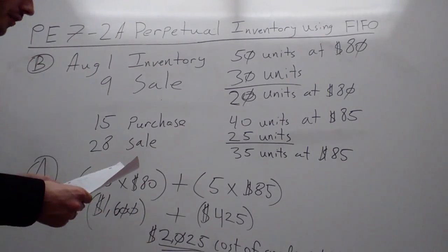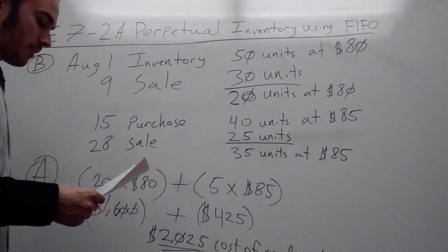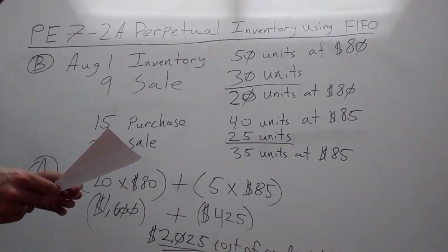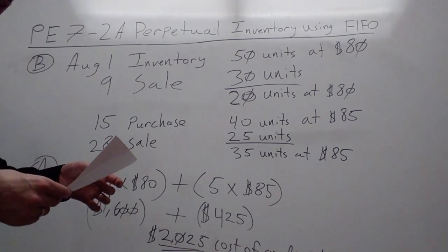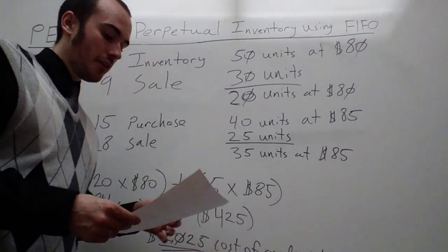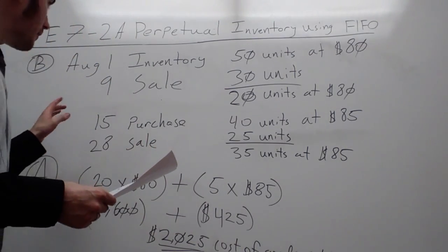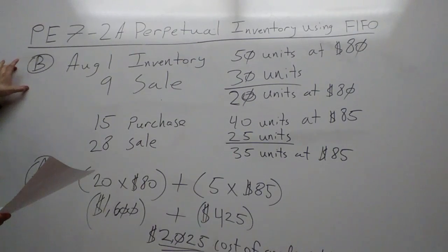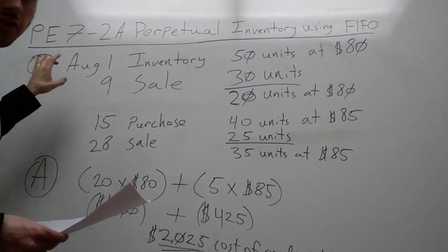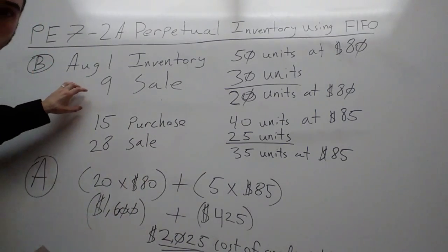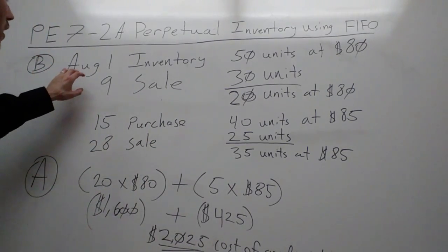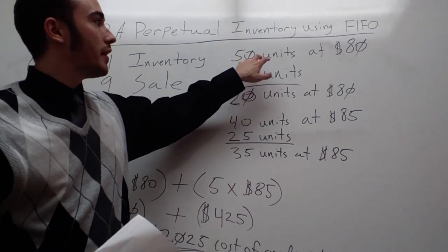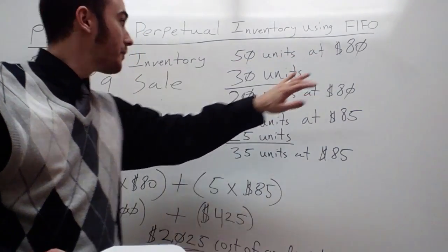So August 1st, we have inventory. Here's the transactions that happened. I'm starting with scenario B, which is: what's the inventory on August 31st? And so what this means is August 1st, our starting inventory is 50 units at $80.